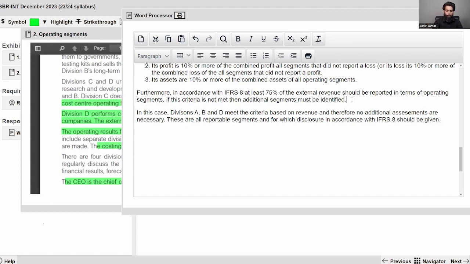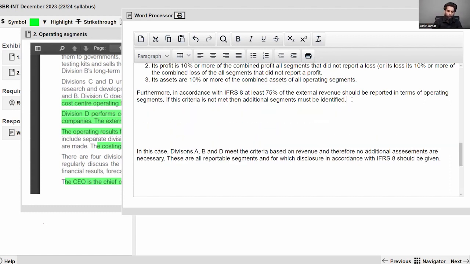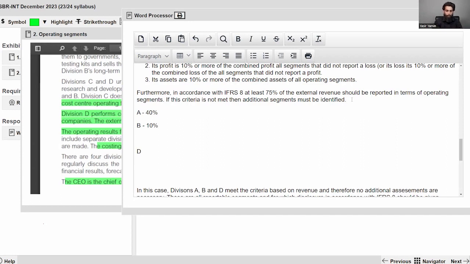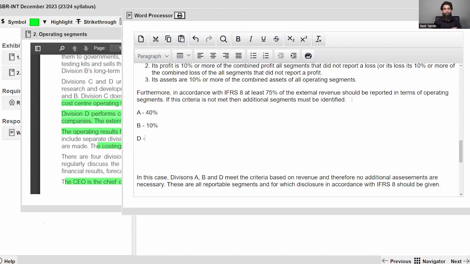Let's say in a hypothetical world, you had three identified operating segments. Let's say A was maybe 40% of the revenue. B was, I can say, 10% of the revenue. And maybe some other division like D was, and all of this is hypothetical, maybe 17% of the revenue. If you sum up these three, 40 plus 10 and 17, these three divisions make up 67% of the total revenue.